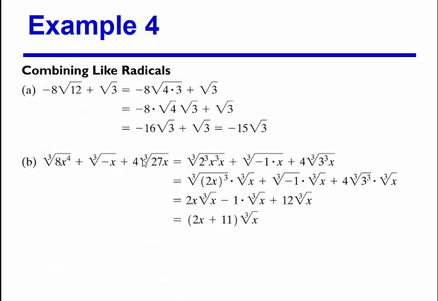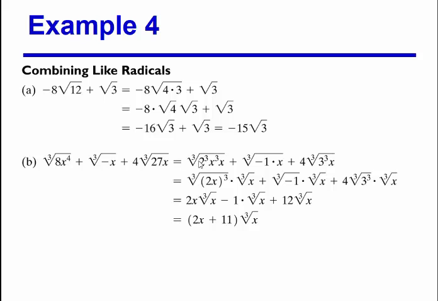And then combining like radicals. In order for us to add these together, we have to have the same radical. In other words, we have to somehow end up with the square root of the same value. So 12 is 4 times 3, where 4 is a perfect square. So we can separate 4 times 3, so we end up with negative 8 times the square root of 4 times the square root of 3. The square root of 4 is 2. So then that becomes negative 16 square roots of 3 plus the square root of 3, which then equals negative 15 square roots of 3.